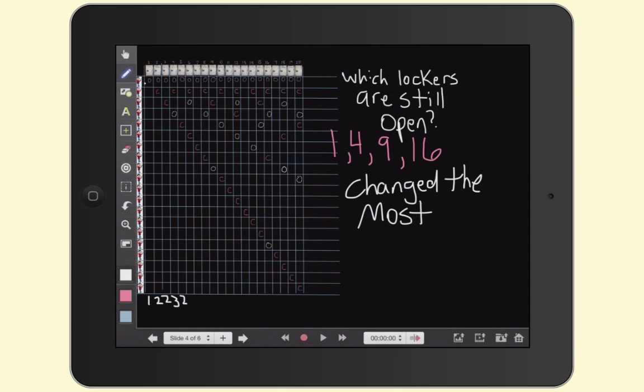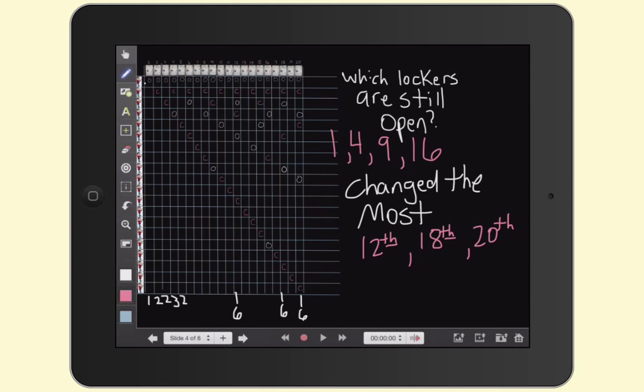And what you're going to end up finding, once you do all of this, is that the 12th locker changed 6 times, the 18th locker changed 6 times, and the 20th locker changed 6 times. So the ones that changed the most were the 12th locker, the 18th locker, and the 20th locker. Okay? So those 3 changed the most.